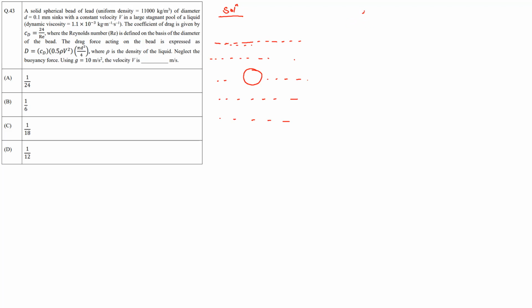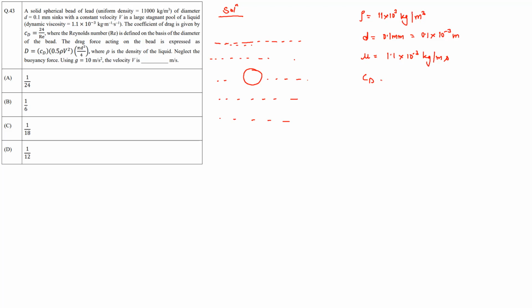So you have the density of the lead bead or the spherical ball as 11 into 10 raised to the power 3 kg per meter cube. Now you have the diameter of the ball as 0.1 mm, so this will be 0.1 into 10 raised to the power minus 3 meter. Better to always convert everything into SI units. Now the viscosity of the fluid is given. Let's represent that by mu, and that is 1.1 times 10 raised to the power minus 3 kg per meter second.